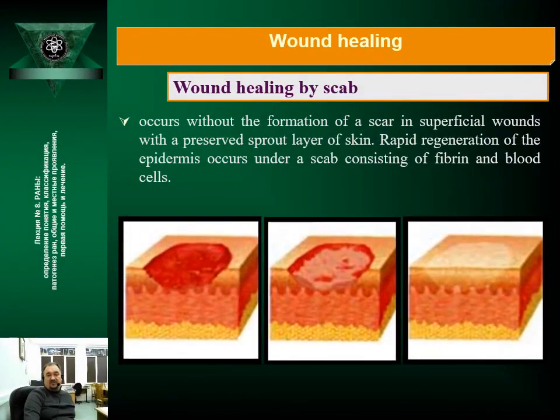Another type of wound healing is wound healing under the scab. It occurs without scarring, and in this case one condition is that the wound must be superficial. That is, we damage, for example, the epidermis and possibly the upper layer of the dermis, but preserve the germinal layer of the skin. The rapid regeneration of the epidermis occurs directly from this germinal layer, most often under the scab, under the crust which has formed on the surface of the wound. The scab is composed of fibrin and formed blood elements that have dried up and baked onto the surface of the wound. In this slide a classic example of a wound healing under a scab is presented.